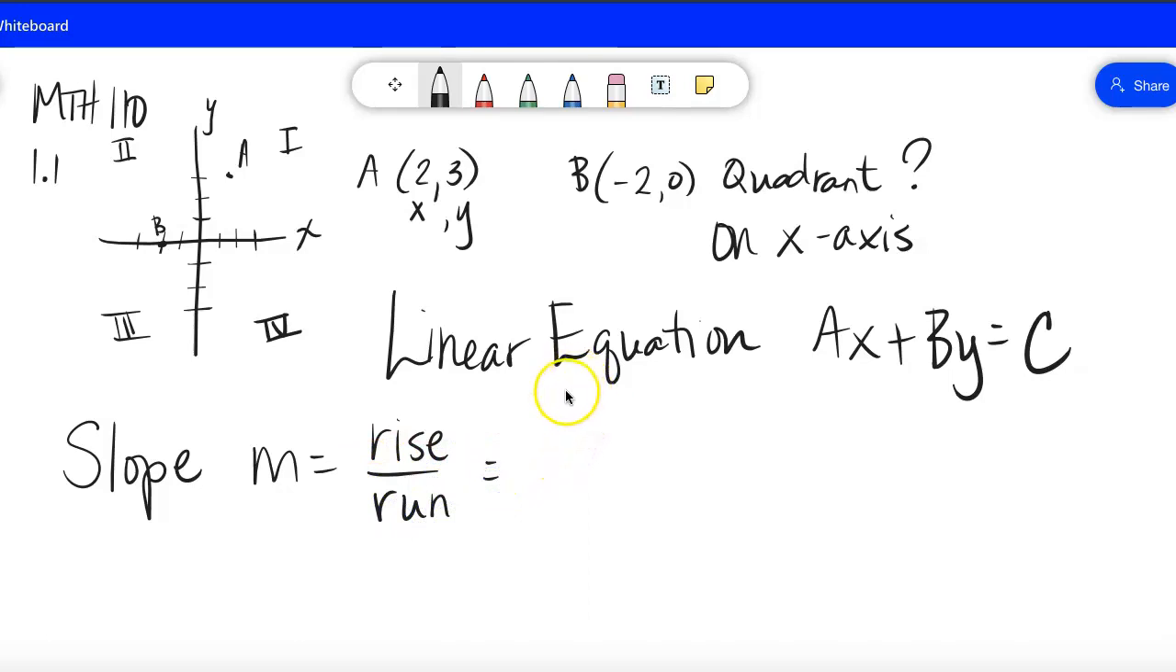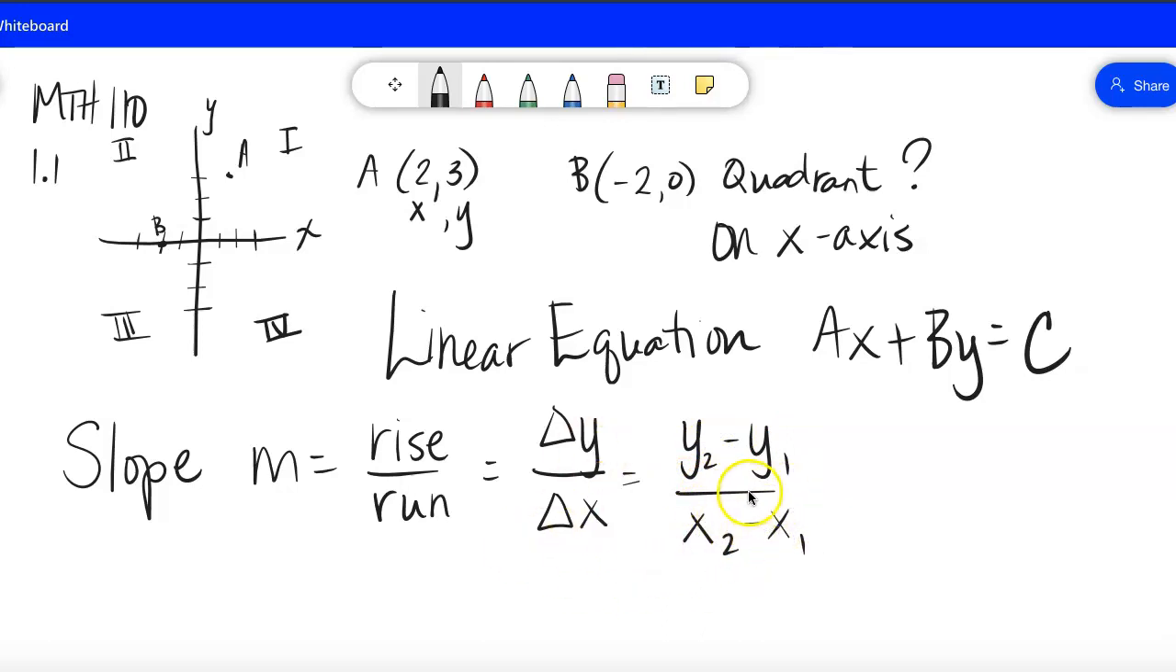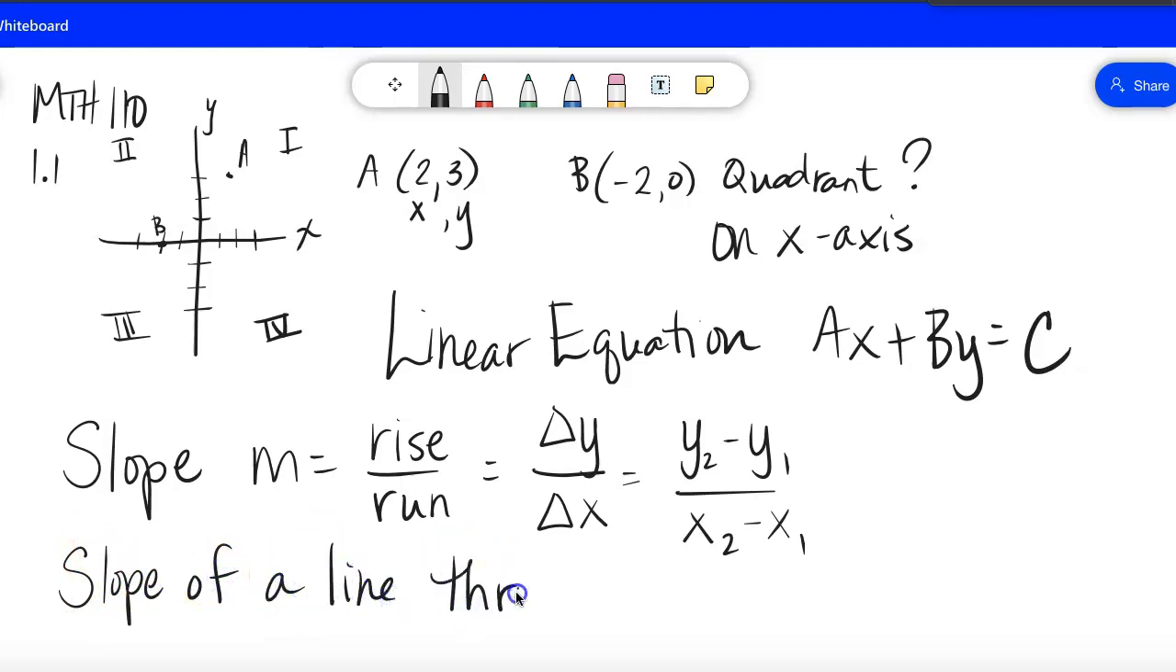Now they do use some notation where you have this little triangle. That little triangle means the change in y, and the little triangle on the bottom would mean the change in x. So we take our y values and we subtract them, and we take our x values and subtract them. That's what it means by change. We subtract them. So for given two ordered pairs, we would use this formula. So if I ask you to find the slope of a line that goes through the two ordered pairs that I have above, A and B, slope of a line through A and B. And we'll use the A and B that are listed above.